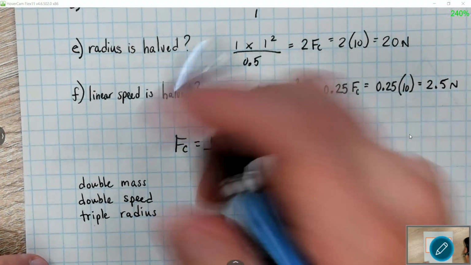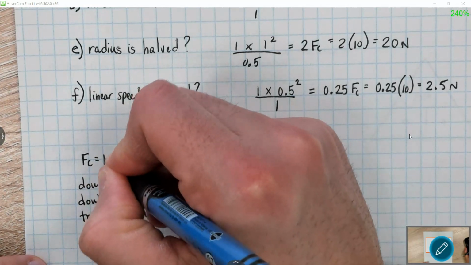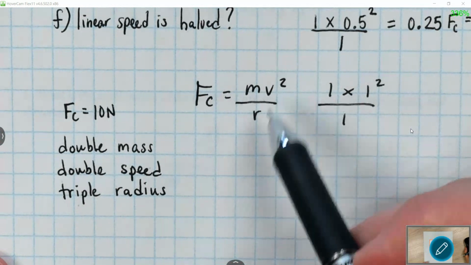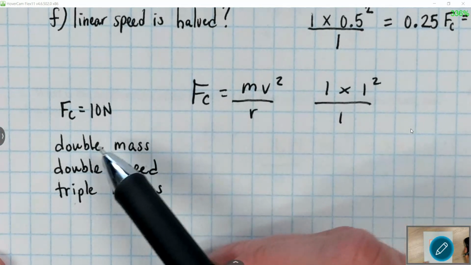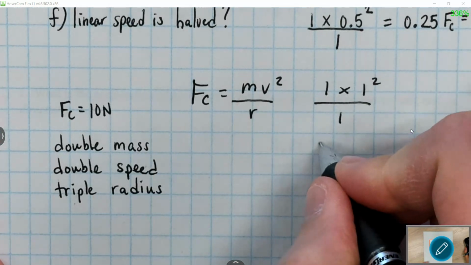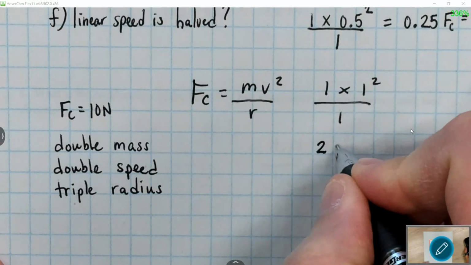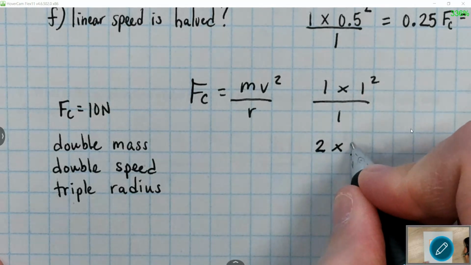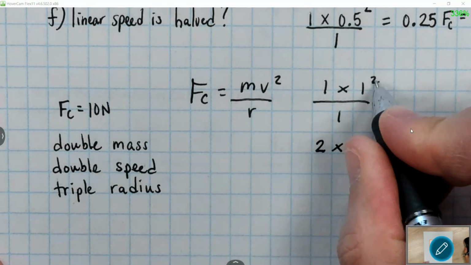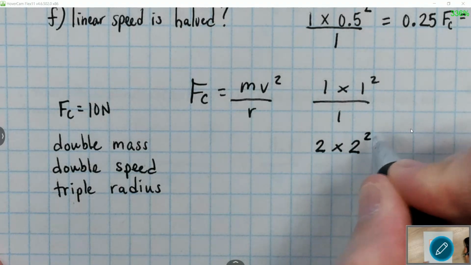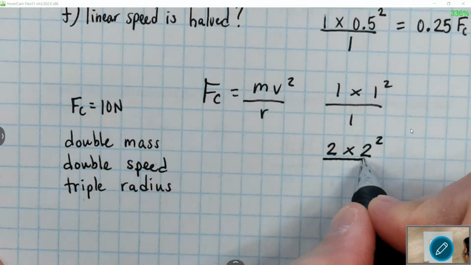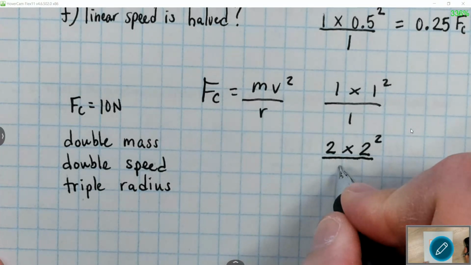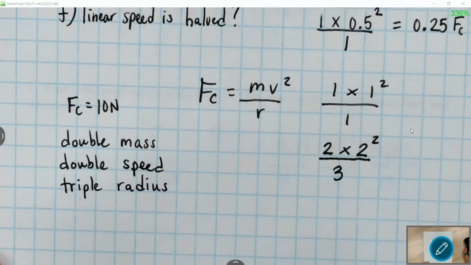All right. And originally our FC would be 10 newtons. Let's see what happens. So the mass, the 1 for mass, if we double it, that 1 would become a 2. What about speed? 2. It would be a 2, but what do you have to do with speed? Oh, you have to square it. Good, you got to square it. And then we said triple the radius, so the 1 that's an R would be a 3.